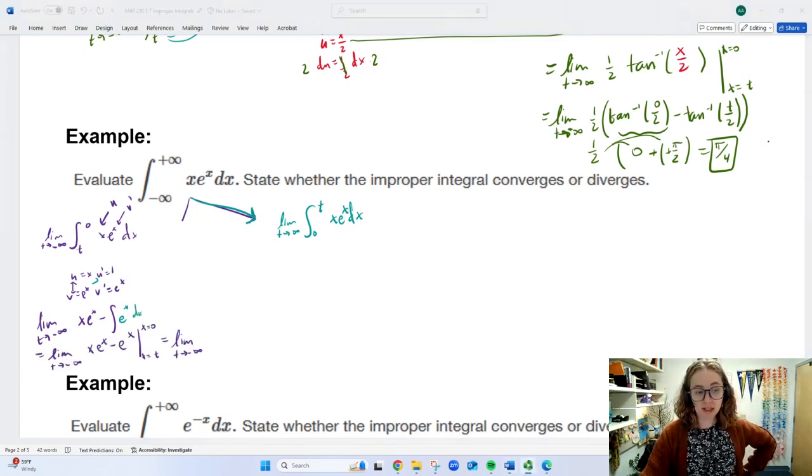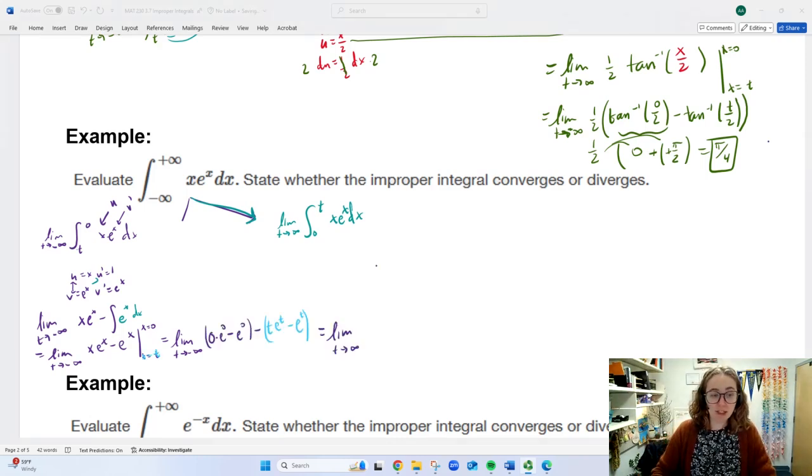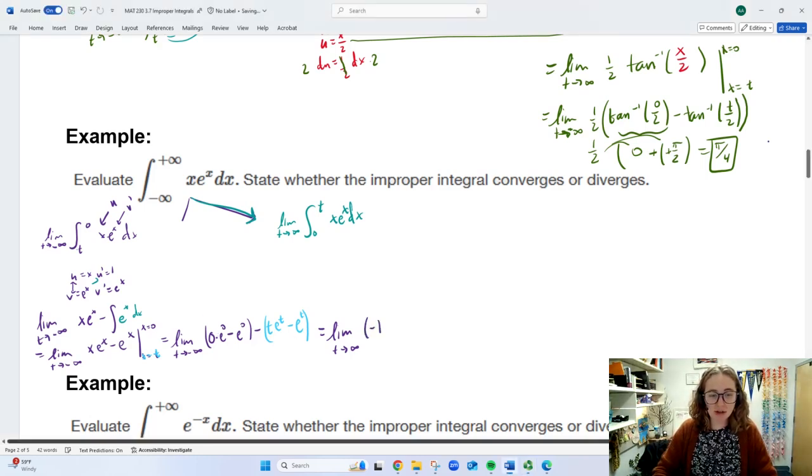Now that I've actually taken my antiderivative of that, I'm going to go ahead and plug in 0 minus whatever I get when I plug in t. Okay, this is where some funky things kind of happen. So this first term, 0 times e to the 0, cancels out. But I do have a negative e to the 0, which is just a negative 1 right there.